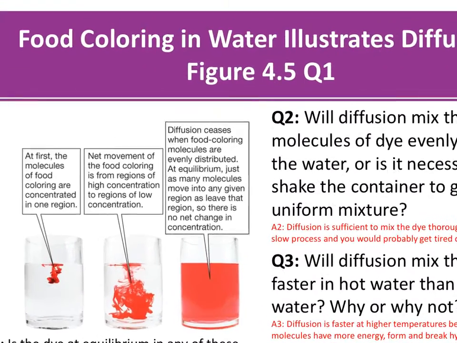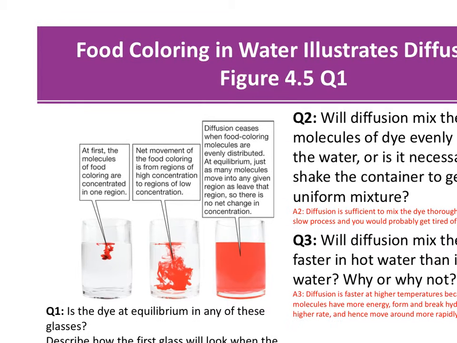So here's diffusion again. We've got a glass of water, and we've got some dye in it. You put the dye in, and eventually it diffuses throughout the whole volume of water so that the concentration is equal. That's what diffusion does, it equalizes concentrations. So if you have a higher concentration on one side, it diffuses to the other side until both sides are equal.